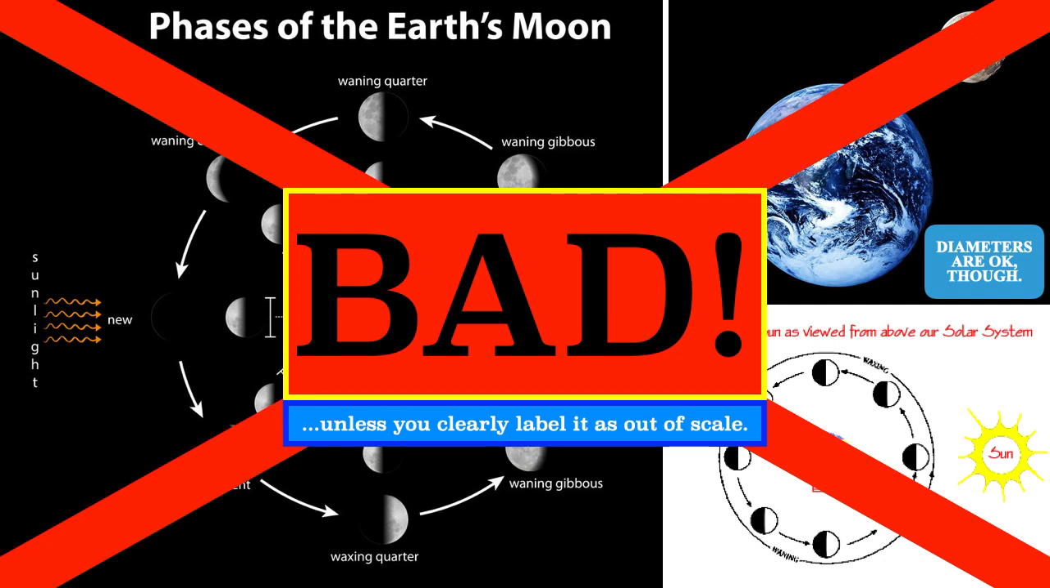Now, the one down in the lower right is even worse because it shows the sun about the same size as the moon, which is completely out of whack. So you've got to watch that and try to be careful.